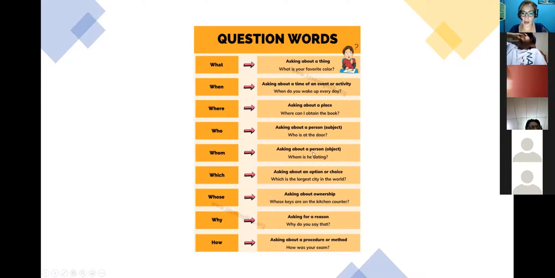Whom is about a person, quién es el objeto, right? Which is when we have an option or a choice, ¿verdad? Cuando hay alguna opción para escoger algo, ¿cuál? Whose es para preguntar sobre ownership, ¿a quién le pertenece algo? Whose keys are on the kitchen counter? ¿De quién son esas llaves que están en la barra de la cocina? Whose keys? Okay, so whose lo vamos a usar para preguntar de quién, a quién pertenece algo. Why, ya dijimos, es para preguntar la razón. ¿Por qué? How is to asking about a procedure or method. Para un procedimiento o método, ¿qué método se utilizó? Eso para saber cómo. Okay.